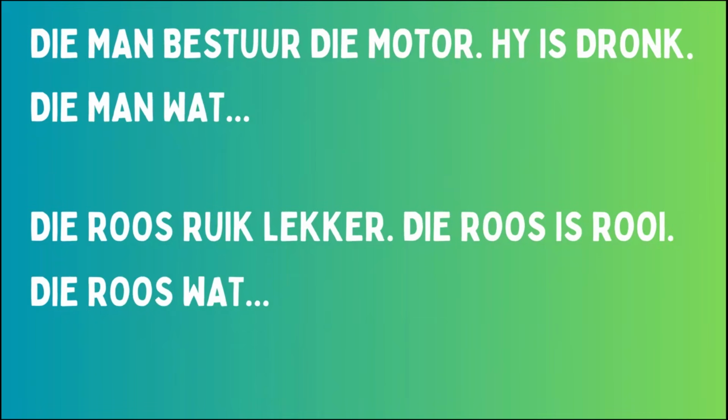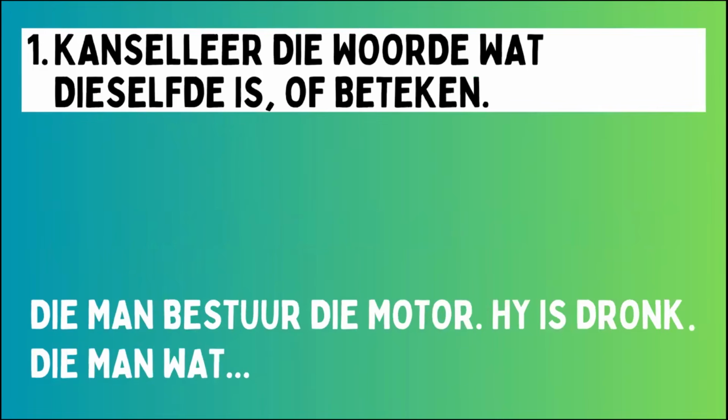Okay, so these are the questions that you will get. Die man bestuur die motor, hy is dronk. And then they tell you to do die man wat. Another example, die roos ruik lekker, die roos is rooi. And you have to do die roos wat. Okay, so what is the first thing that we're going to do? We are only going to focus on this sentence now. Die man bestuur die motor, hy is dronk. The guy is driving the car, he is drunk. So die man wat, the guy that.